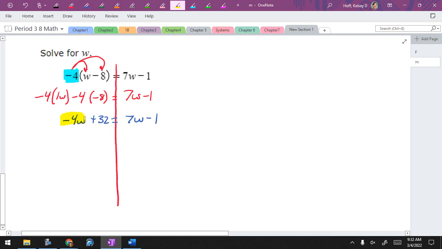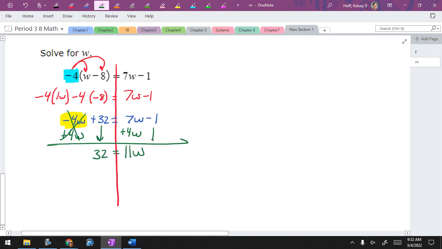I would like to move -4W. And when you're going to move it to the other side, you have to perform the opposite thing. So in this case, it's a -4. We're going to add 4W to both sides. -4W and 4W cancel. I bring down 32. 7 plus 4 is 11W, and I bring down -1.